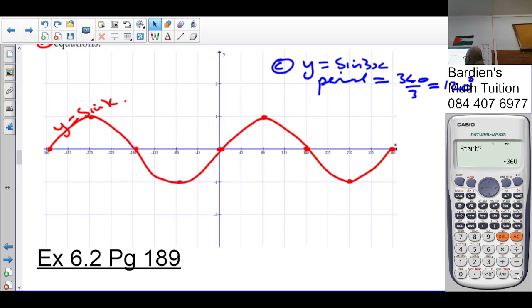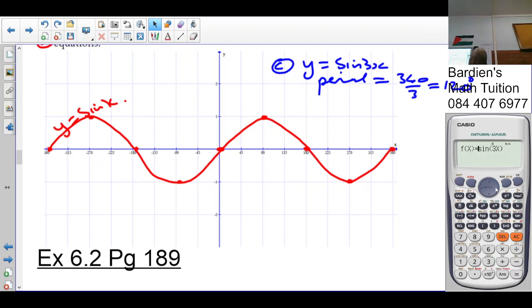No g. Yes, that's correct. Steps of 30. Okay, insufficient memory. That means there are too many points that the calculator needs to work out and display. So what we do is we reduce.